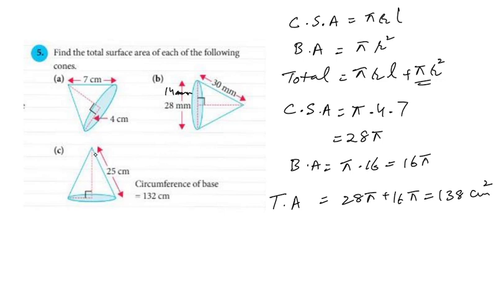In part C, we are given the slant height and circumference of the base. From the circumference of the base, we have solved such questions in previous parts, where you need to use first 2 pi r, which is equal to 132, and then r will be equal to 132 divided by 2 pi, and your calculator will give you the value of r, which you can use in this formula again, finding the curved surface area and base area, and then adding both values to get the total surface area.